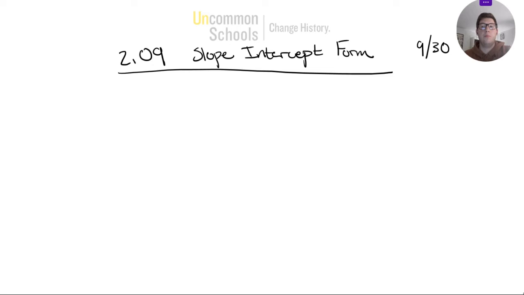But you will have already gone over the do now by the time you're seeing this, and so we are jumping right into notes. Now, if you need to pause it here, pause it here, but this is what I want in your table of contents and as your page header: 2.09 slope intercept form.